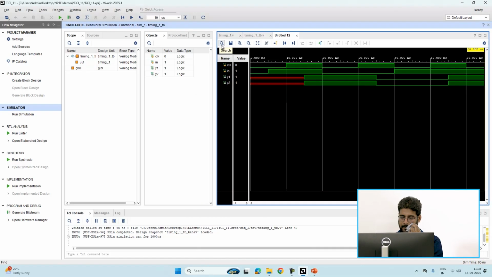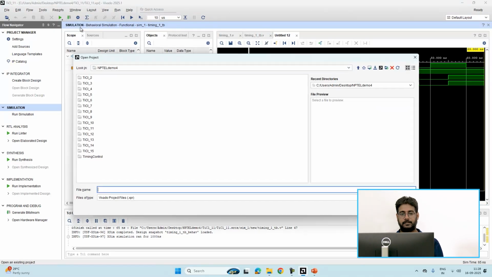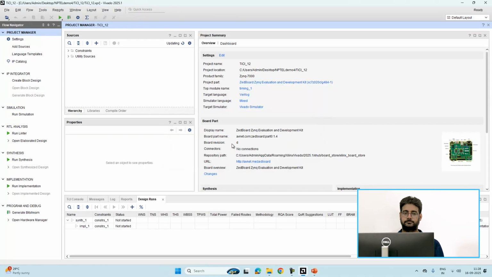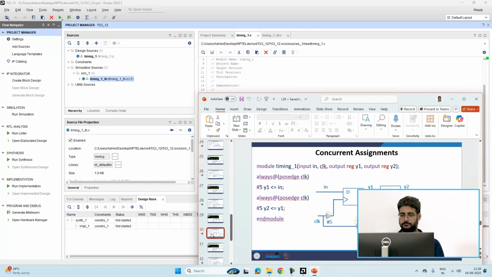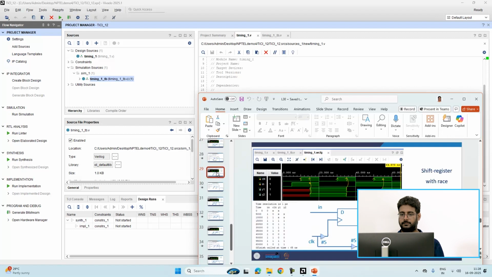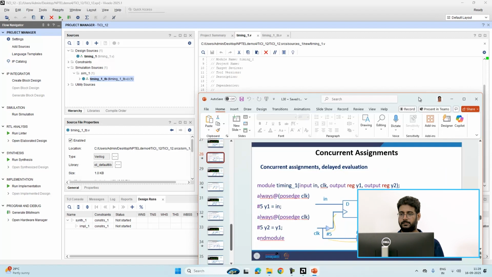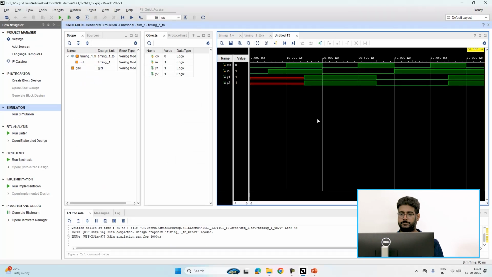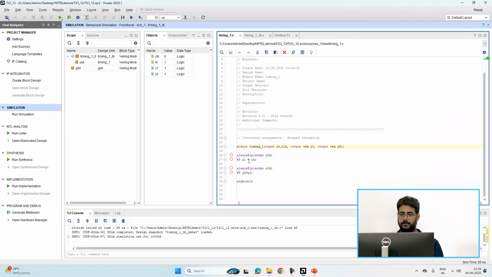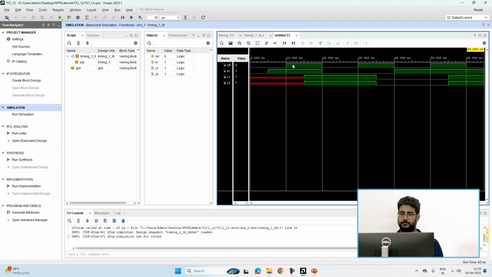Okay, so here it is. We'll show that project. Open TSCL 12. It is not this case, it is still the previous case actually. TSCL 12 is showing this case. Timing 1, hashtag 5. Y1 is assigned input, and y1 is assigned to y2. There is a delay of 5 time units.